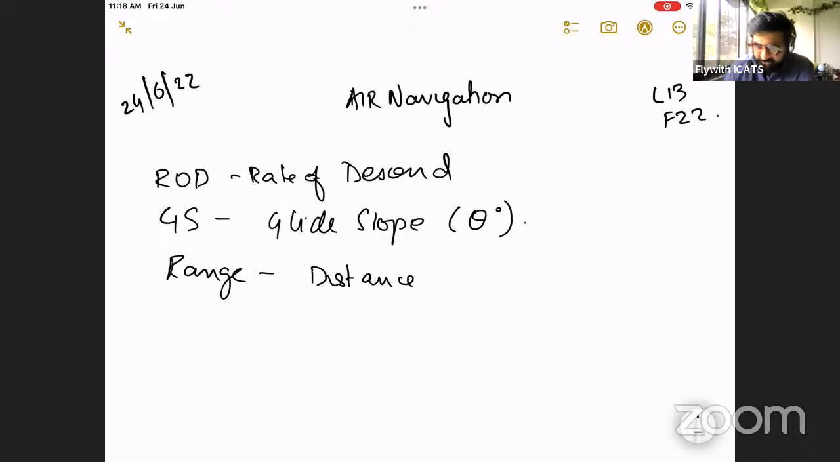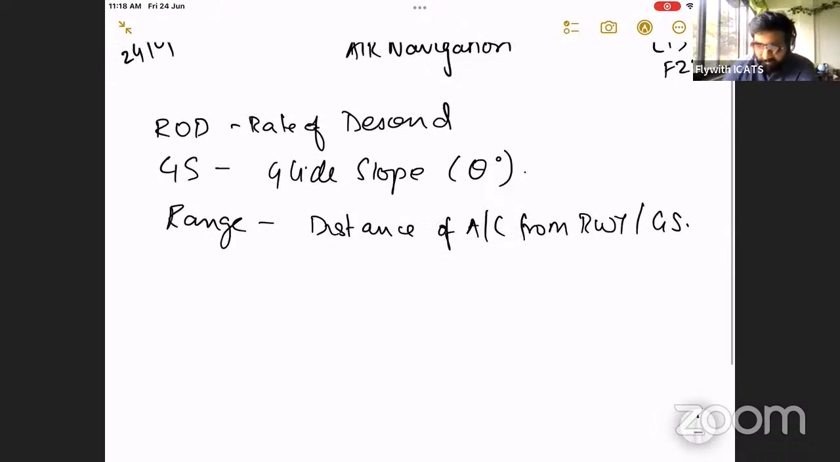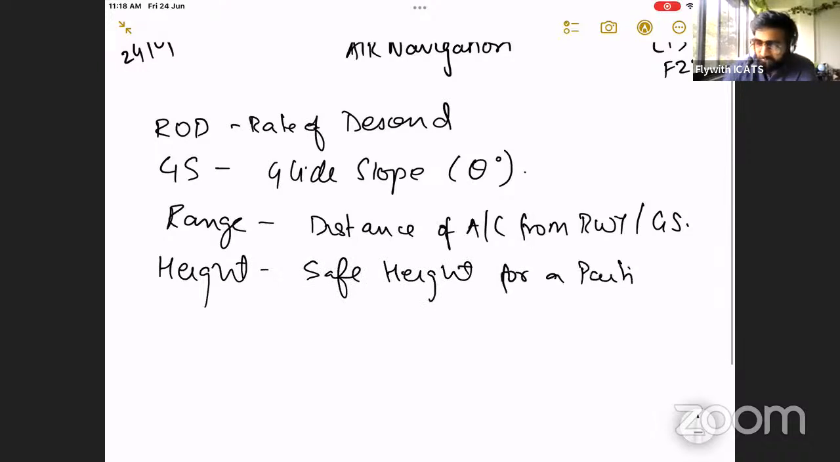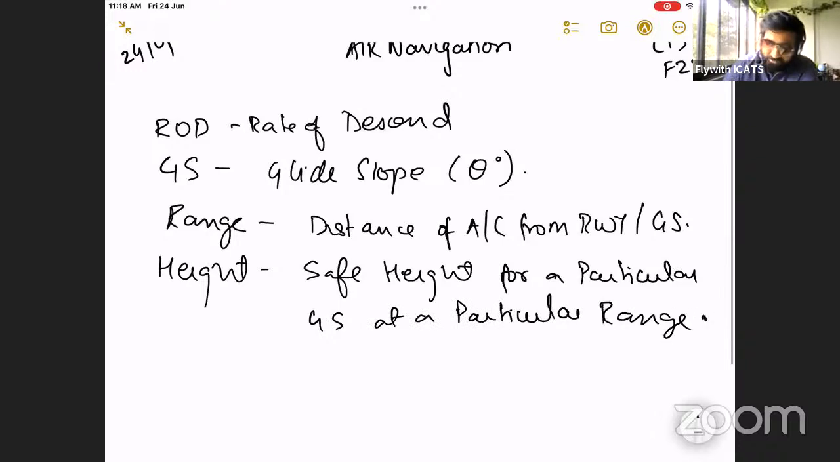Range will be, in this case, the distance of the aircraft from the runway or glide slope. And height. Safe height for a particular glide slope at a particular range. So these are the terms that we are going to be using in this series of lectures.